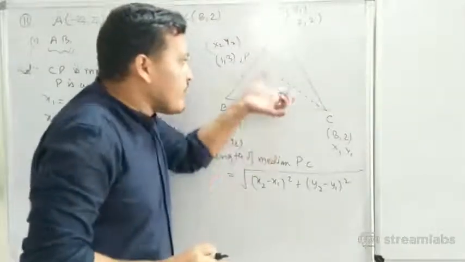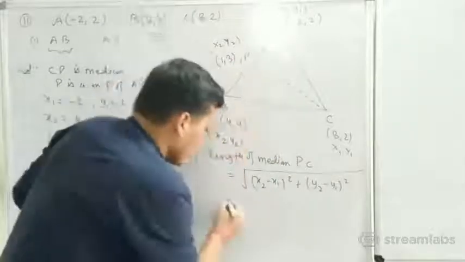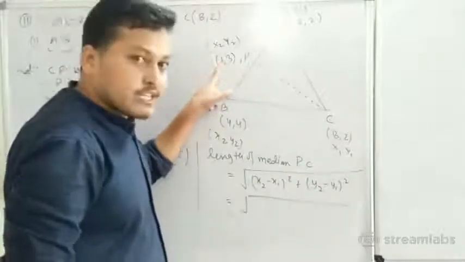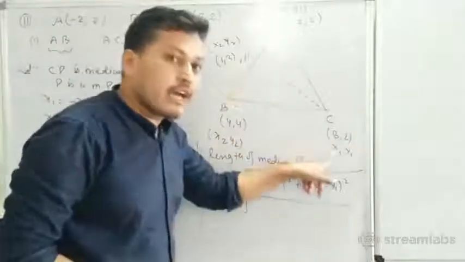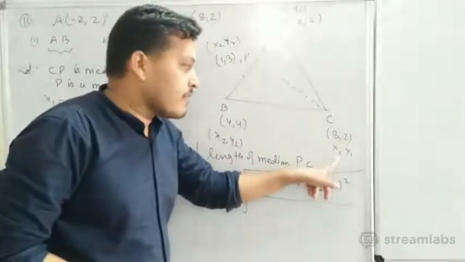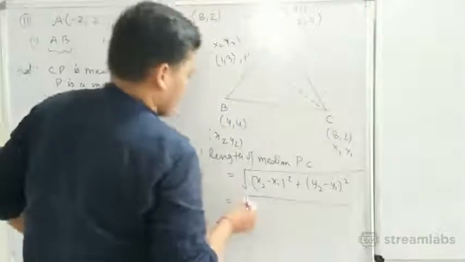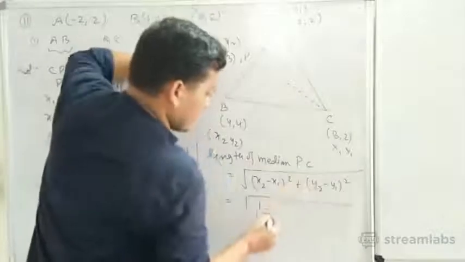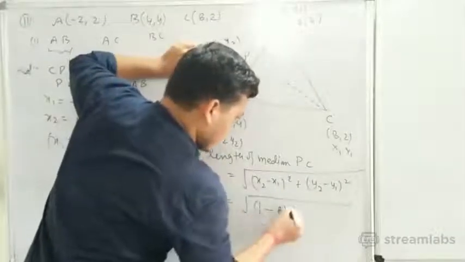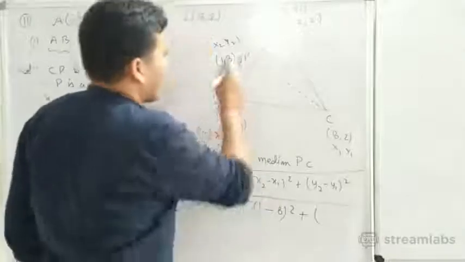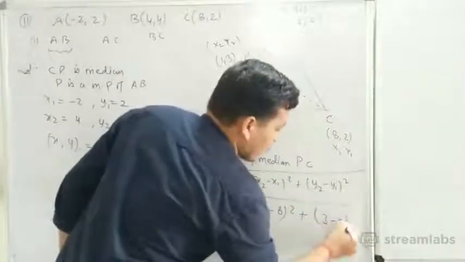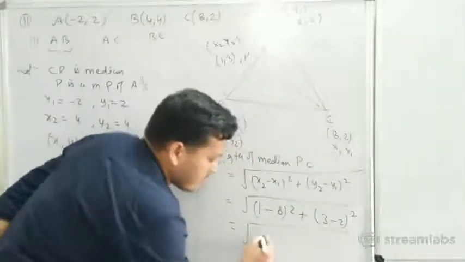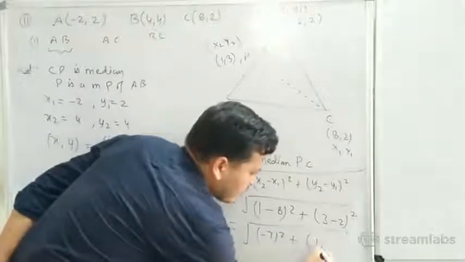No problem, because we are calculating the distance of this length. So what is the capital X2? x2 is your choice. You can take this point as x1 y1, and you can take the other as vice versa, x2 y2. Now I have taken x1 y1. So x2 is 1, minus x1 which is 8, 1 minus 8 whole square, plus y2 which is 3 minus y1 which is 2, whole square. So root of (1 minus 8) which is minus 7, its whole square, and (3 minus 2) which is 1, whole square.